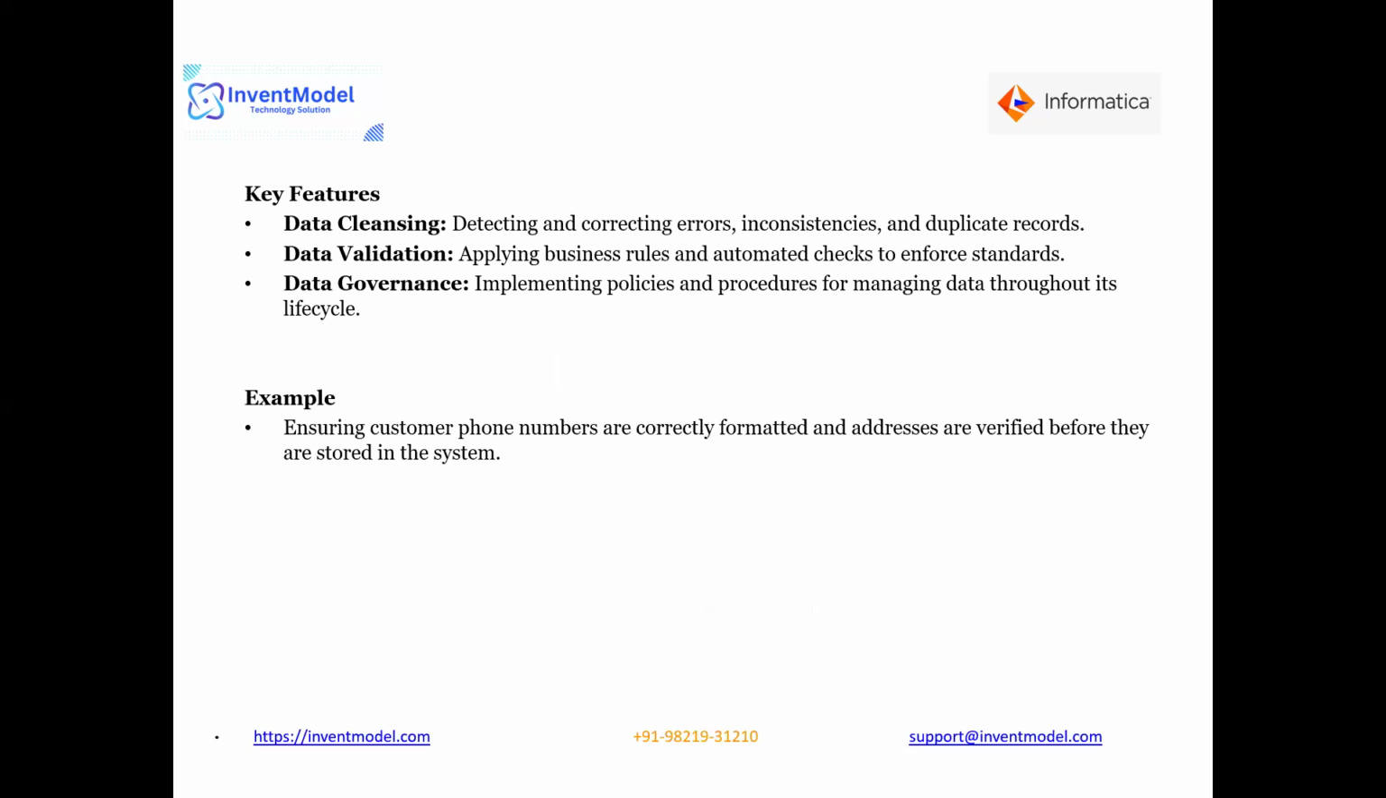So what are the key features? We have data cleansing, which detects and corrects errors, inconsistencies, and duplicate records. Then we have data validation, where certain business rules are applied, with automated checks to enforce standards. Data governance means implementing policies and procedures for managing data throughout its life cycle. For example, ensuring customer phone numbers are correctly formatted and addresses are verified before they are stored in the system.